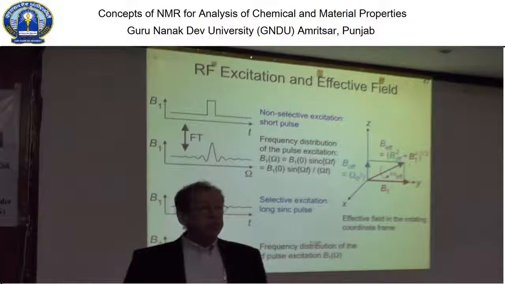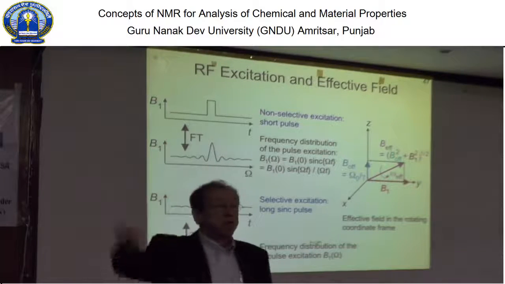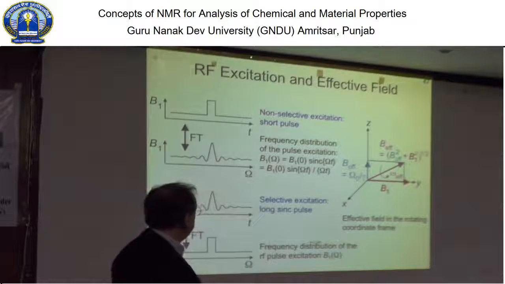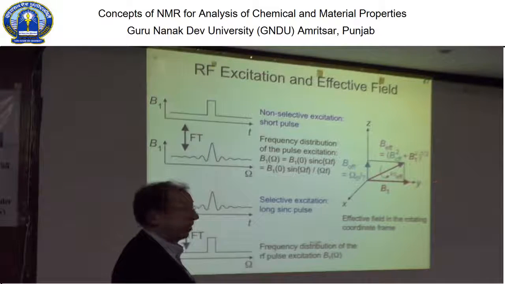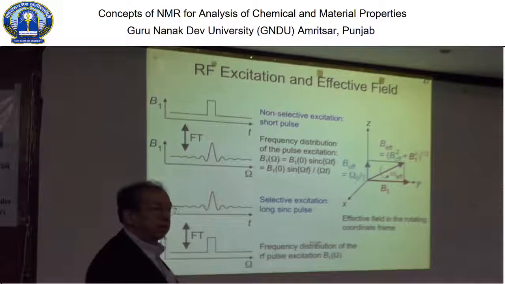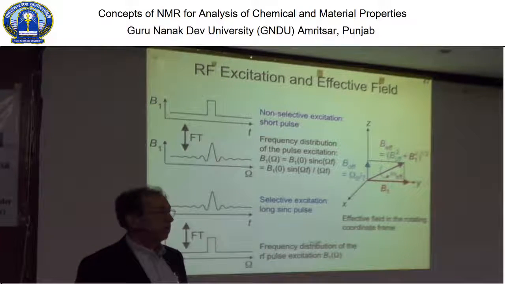The spins take the magnetic field that they see, the sum of all magnetic fields that arrive at the site of the spin. The sum is the vector sum, because the off-resonance field is in the z direction. The excitation field is somewhere in the transverse plane, let's say in the y direction. So the vector sum is this one. We call it the effective field. And the spins rotate around the effective field.